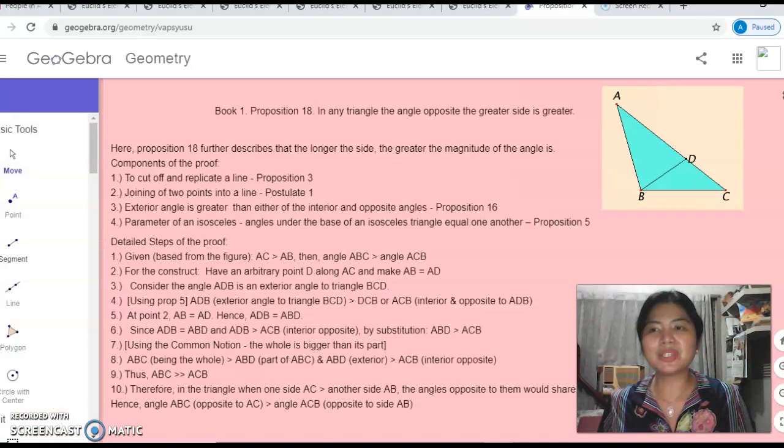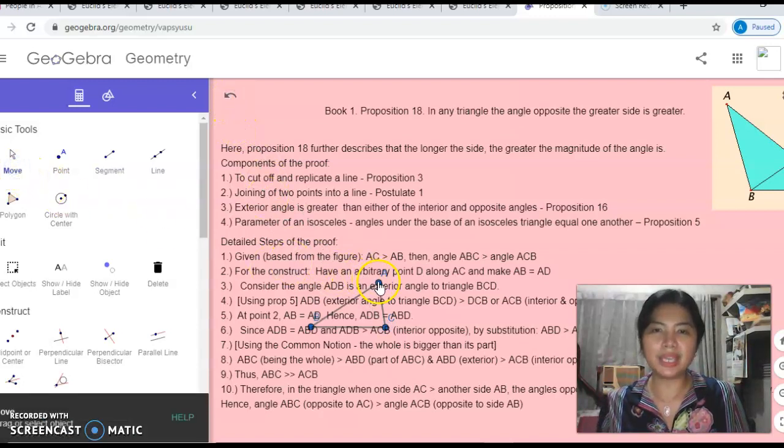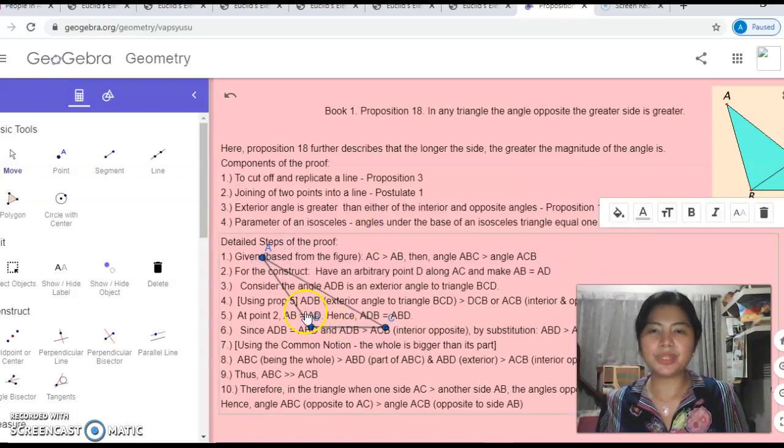So let's perform this together. We'll have line segment AB here, and then another line segment BC, and we form the side AC. And then please observe that as we move point A and increase the length of side AC, we also increase the magnitude of angle ABC here.